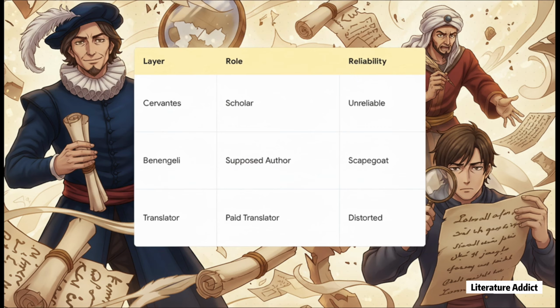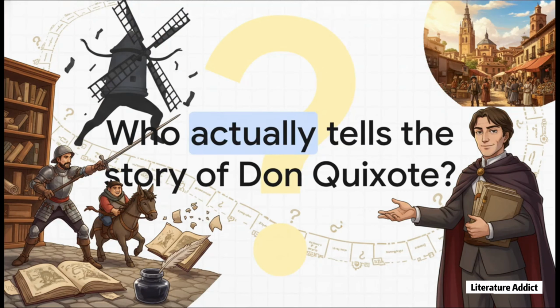Then, he claims the true original author is an Arabic historian named Sidi Hamid Benengeli, who Cervantes frequently blames whenever there's a plot hole or inconsistency. And on top of all that, there's an unnamed Christian translator who was supposedly hired to translate the Arabic parchments, adding yet another layer of potential distortion to the whole thing. So it begs this hilarious and genuinely confusing question: who is actually telling the story of Don Quixote?